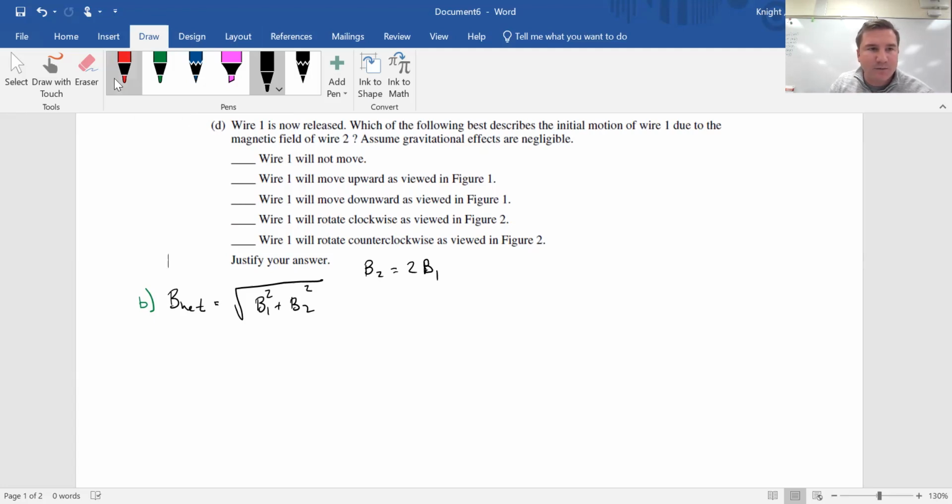Well, let's just work it out. We could probably make that easier for ourselves somehow. I wrote B2 is twice B1. So, okay, well, let's substitute that in. Let's see if we can make this easier.